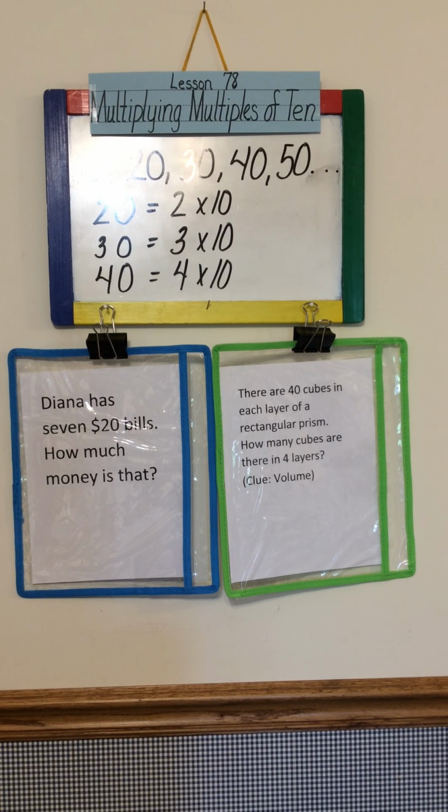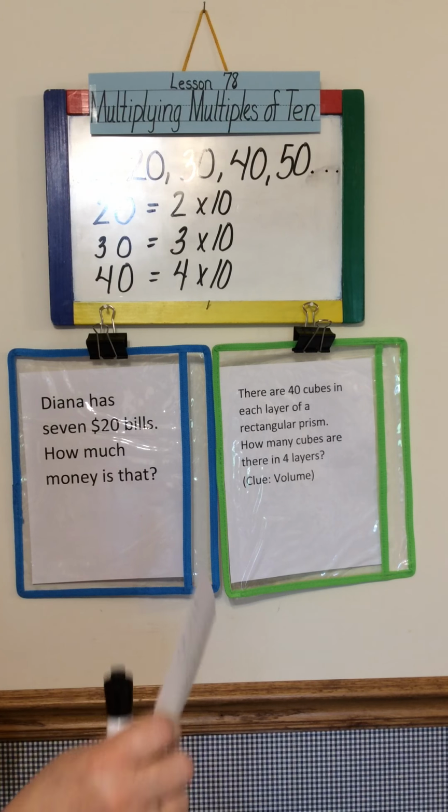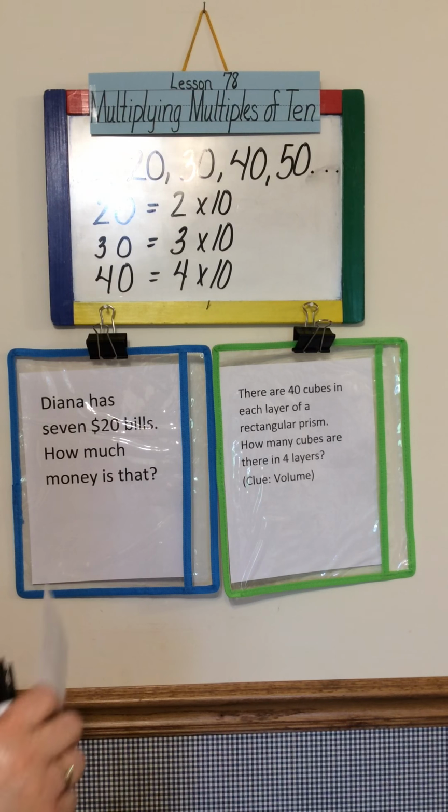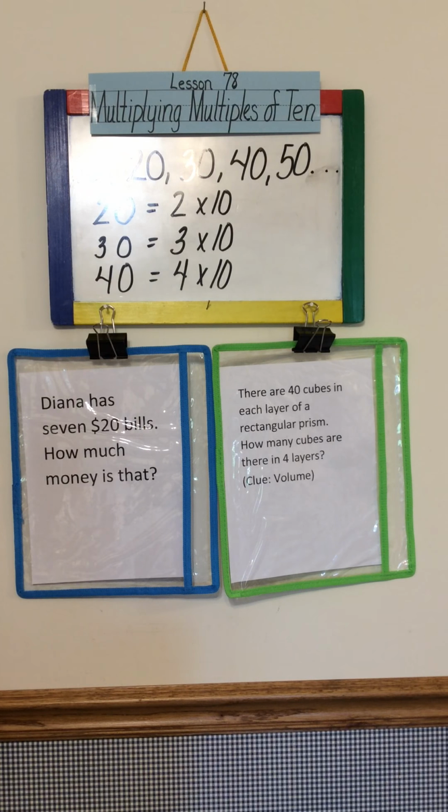Third grade. Today we're doing lesson 78, multiplying multiples of 10. And the first thing that we're going to do is review our tens. And you know that a lot of times we do those by doing jumping jacks. We start out with 10, 10, 20, 30, 40, 50, and so on. 60, 70, 80, 90, 100. When we look at those numbers, we can break those down.